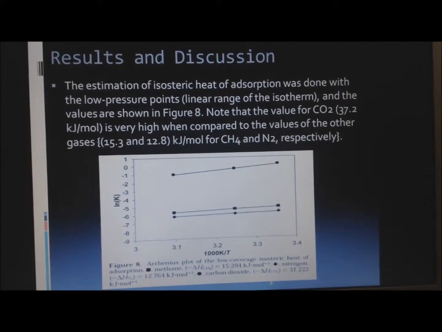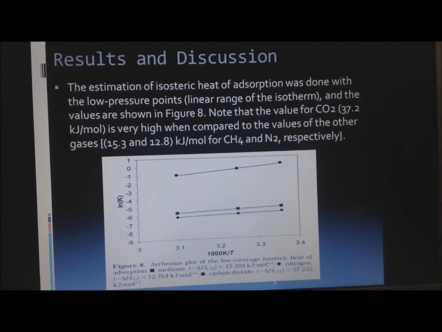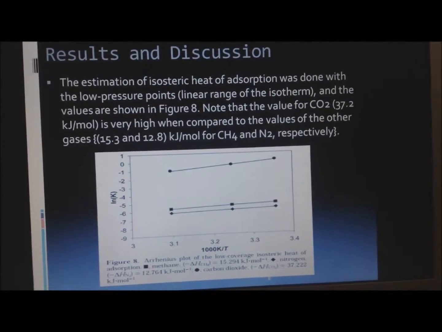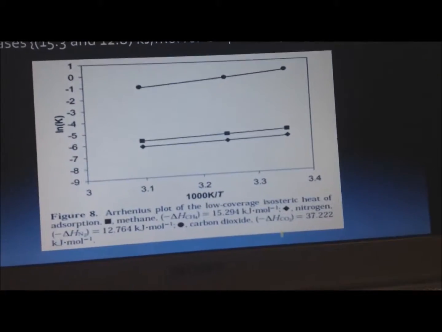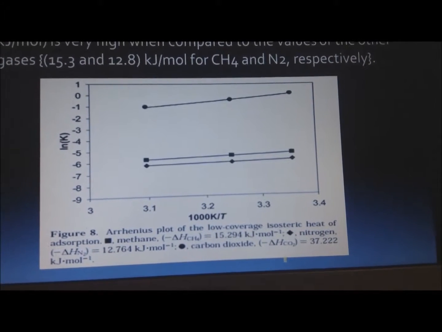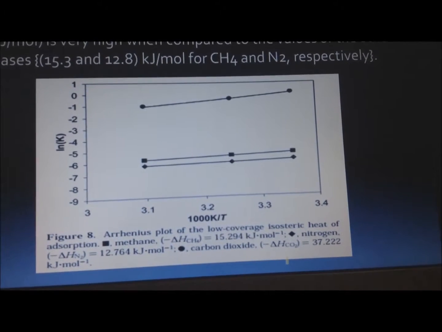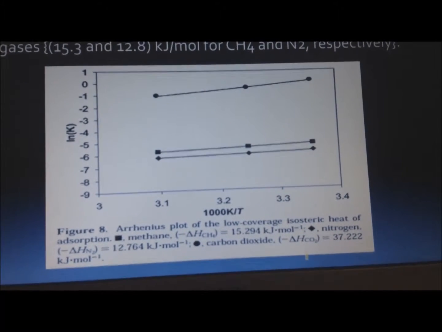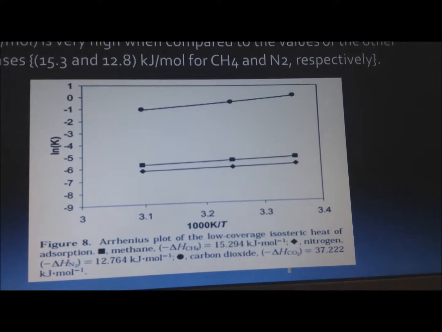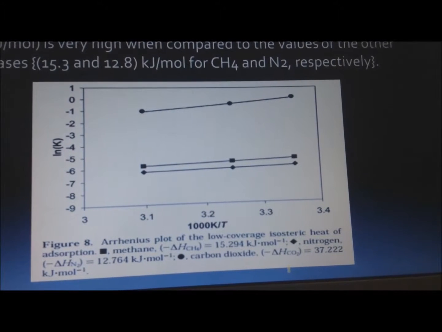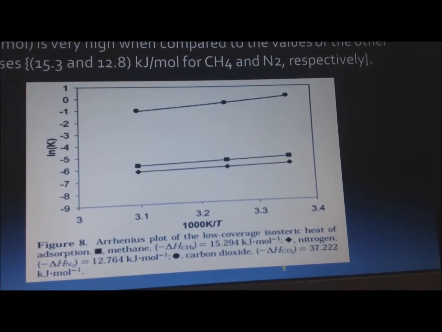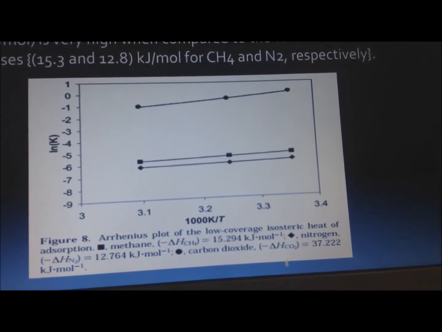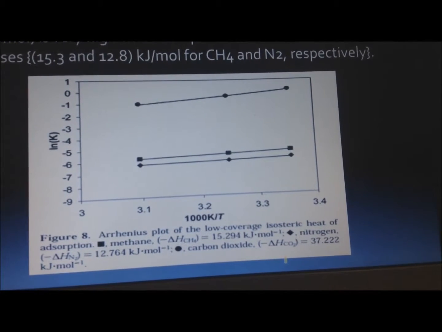The estimation of isosteric heat of adsorption was done with the low pressure points, and the values are shown in figure 8. Note that the value for carbon dioxide, 37.2 kilojoules per mole, is very high when compared to the values of the other gases, which are 15.3 and 12.8 kilojoules per mole for methane and nitrogen gas respectively.